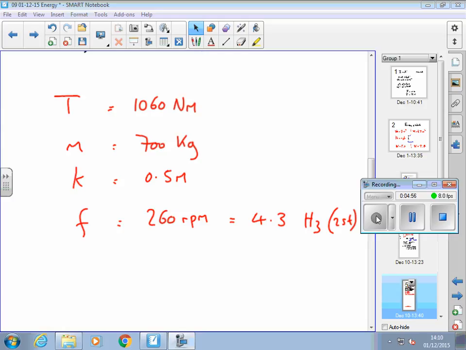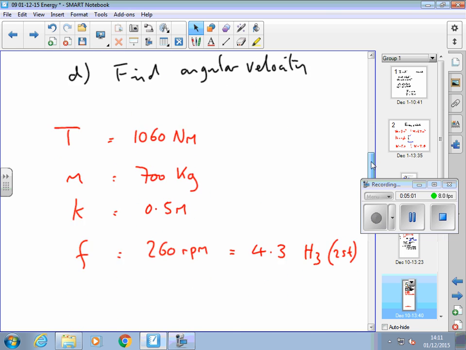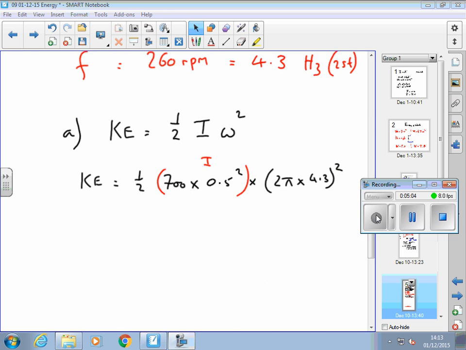So now let's go through the problems. Part A, find the kinetic energy at the commencement of the stroke. So you could set it out a bit like that if you wanted. Do it in one hit. Kinetic energy is a half I omega squared. I is mk squared, so I could put that in there like that, times omega, which is 2 pi f, the frequency is 4.3, all squared, so I need to put that in a bracket. So the red bracket is unnecessary, but we can put it all into the calculator and we get the kinetic energy to be.